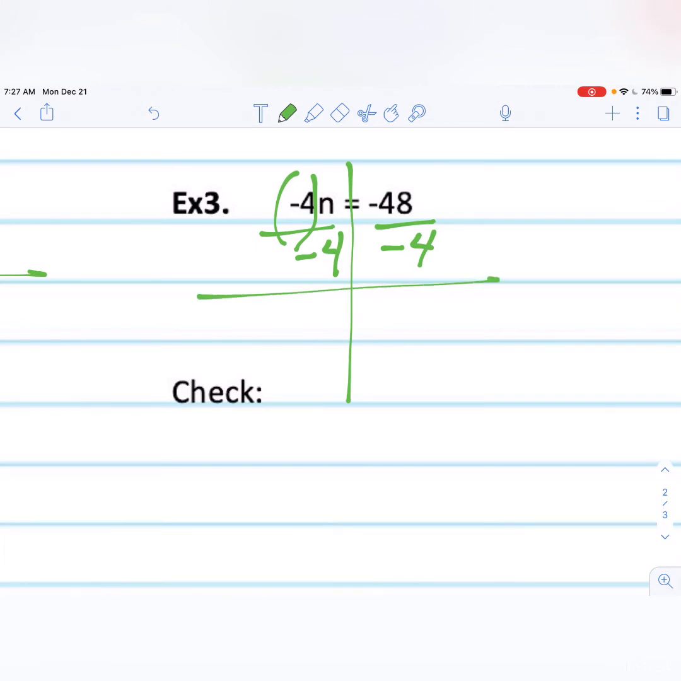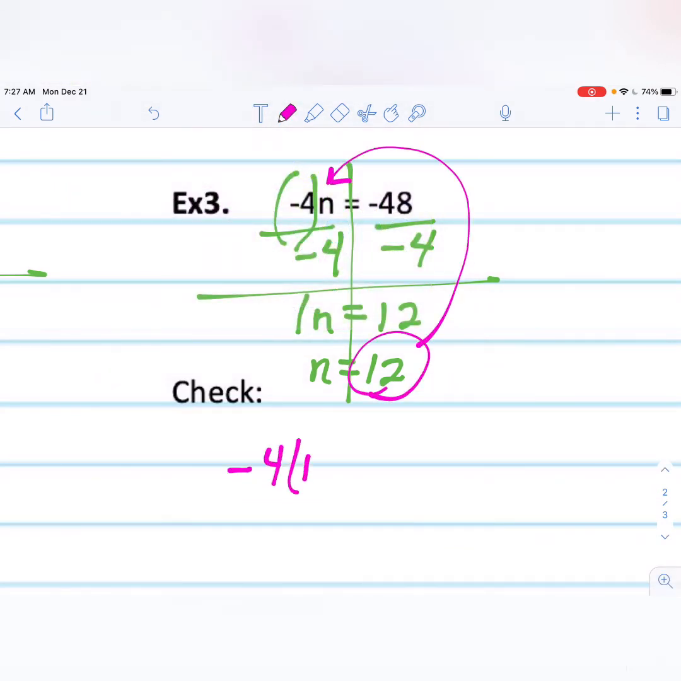Now, negative 4 divided by negative 4 is not 0, it's a 1. So 1n equals, this is going to be 12. The negative divided by negative is a positive. So that's the same thing as saying n equals 12. Let's go ahead and check our answer here. So plug it back in for n. Negative 4 times 12 is negative 48.